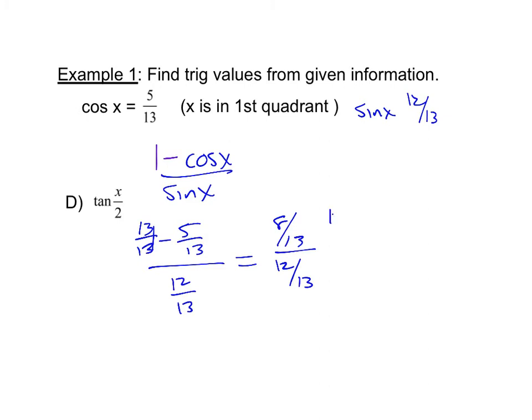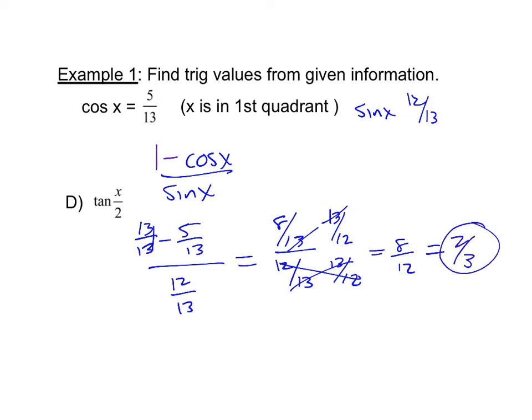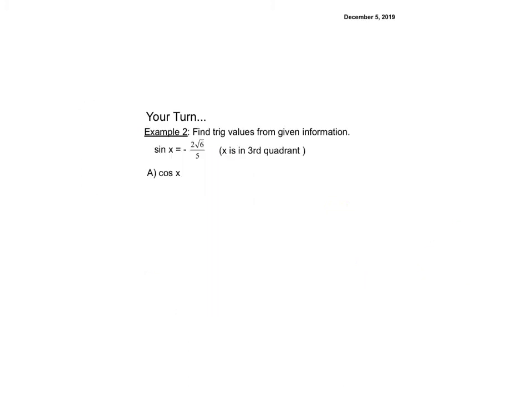Multiply top and bottom by 13 over 12. That goes away, cancel, cancel. You're left with 8 over 12, which just simplifies to 2/3. Okay, so all you're doing is putting in the sine and the cosine of that, and then doing a lot of simplification from there.